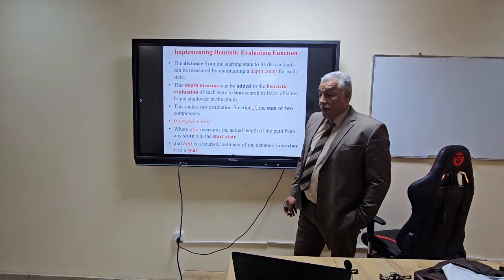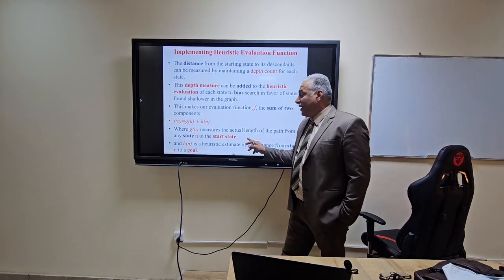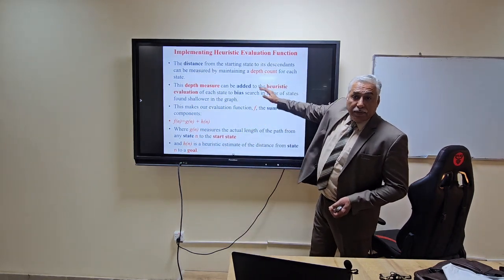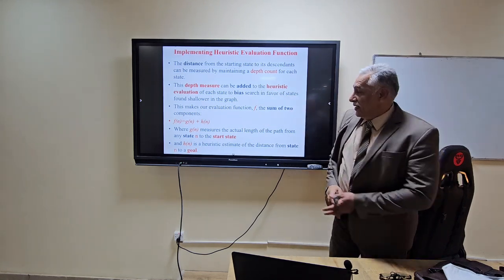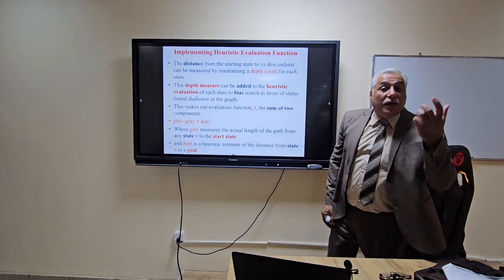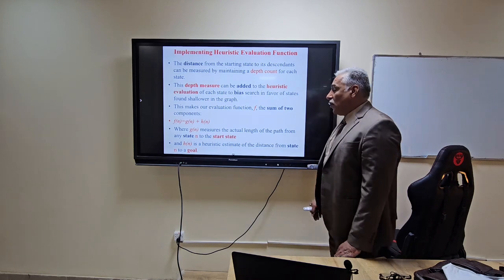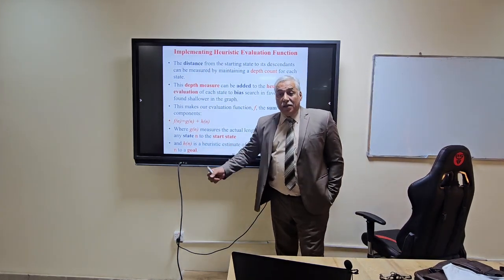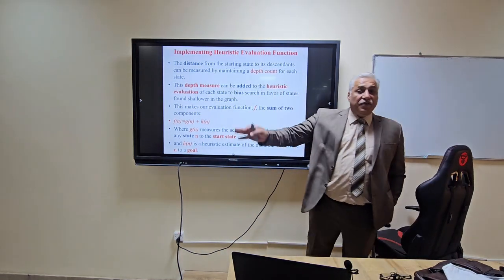g(n) measures the actual length of the path from the state n to the start state. That is the measure of depth, which means the number of levels in the graph. This is what g(n) means. h(n) represents the evaluation function. h(n) is the heuristic estimate of the distance from the state n to the goal. h(n) represents the value of the function that we used for the evaluation.